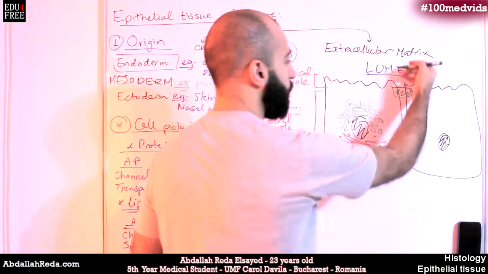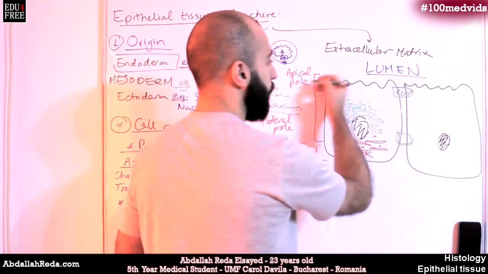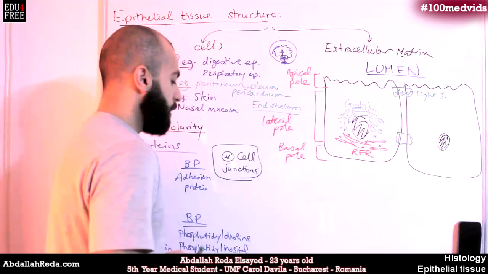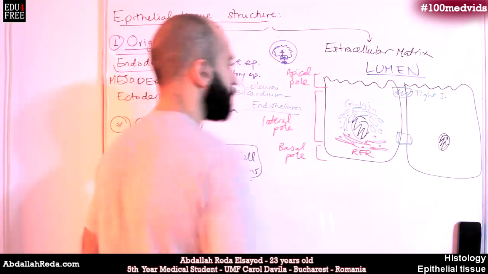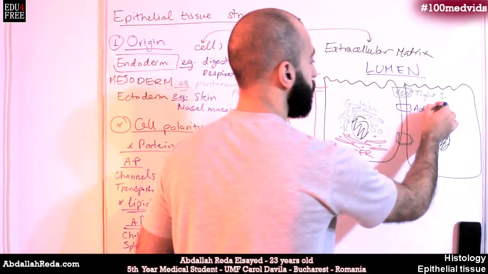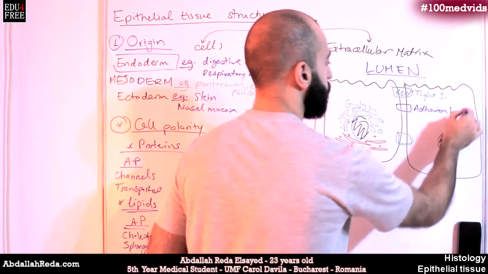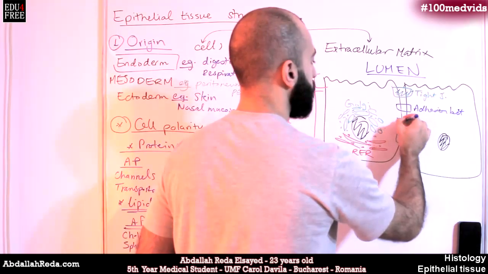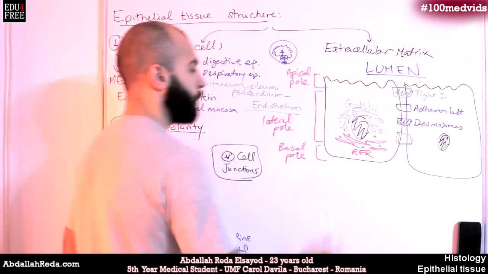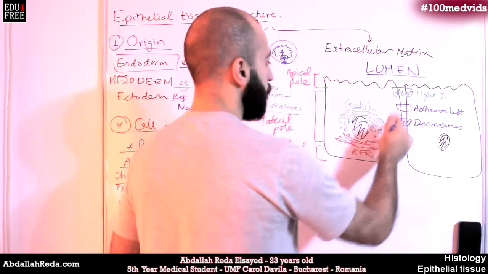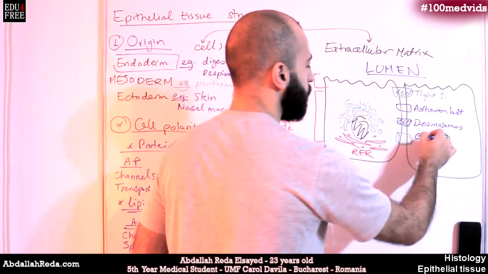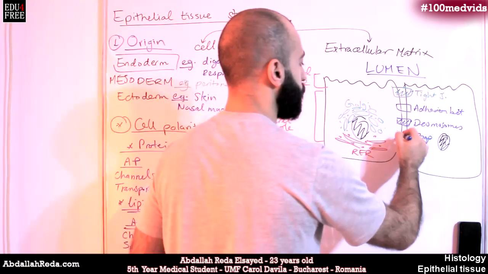So let's start from up to down. First of all, in the apical pole we have tight junctions. Then in the lateral pole we would have adhesion belt. We would have desmosomes as well. And the last one, which is the closest to the basal pole, so we can say that it's on the basolateral pole, we would have the gap junctions. The gap junctions.